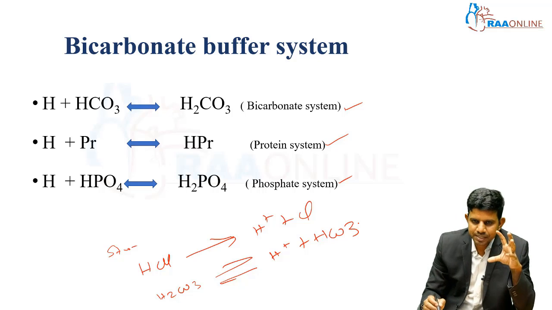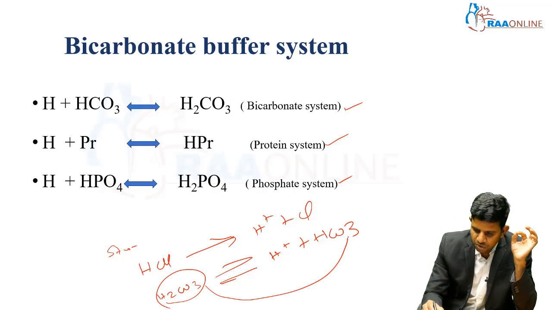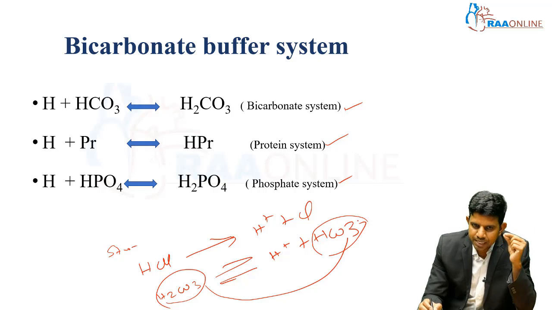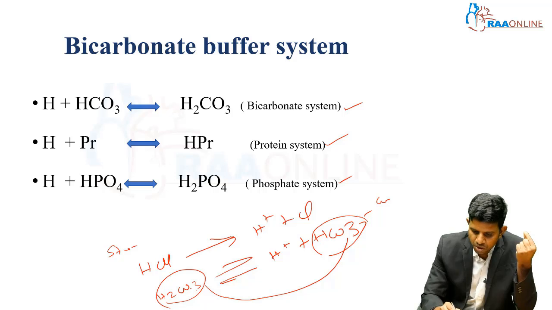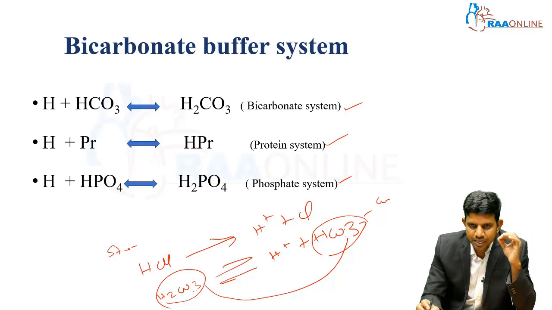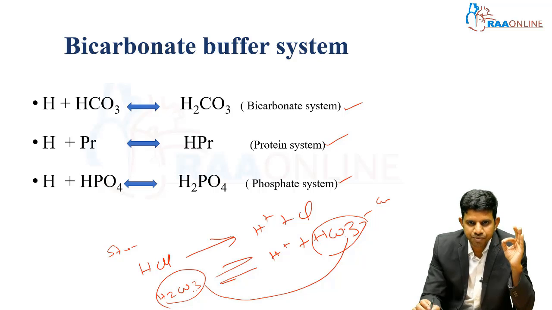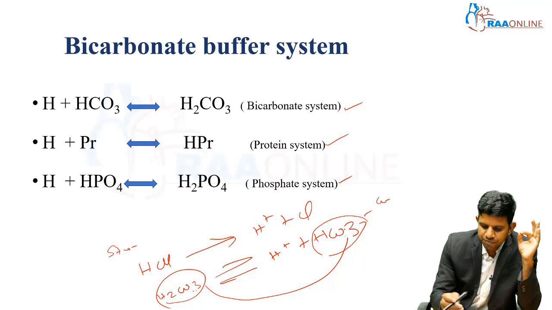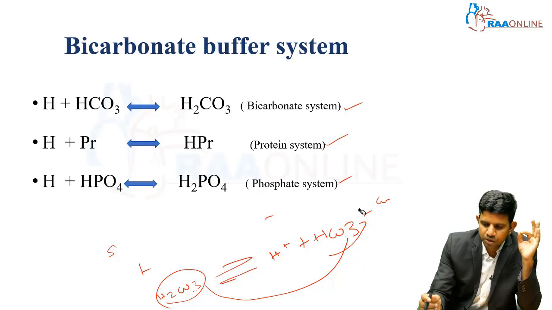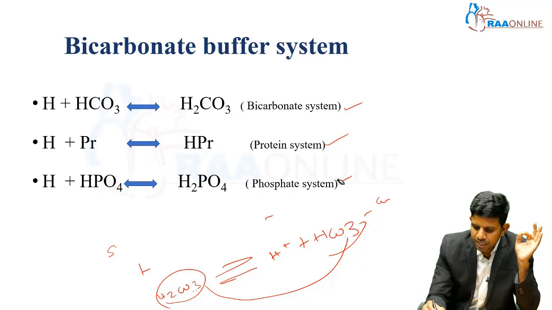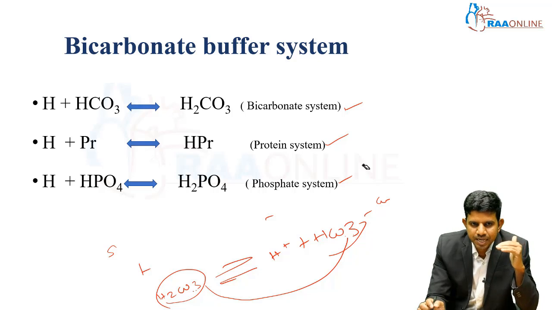A weak acid with its conjugate base means the weak acid with its hydrogen ion removed. Hydrogen ion removed weak acids are called conjugate bases. Here the weak acid dissociates to H plus and bicarbonate. The bicarbonate is the weak acid with the H plus ion removed, so it is called the conjugate base. This combination of weak acid plus conjugate base is called a buffer. There are three buffer systems: the bicarbonate buffer system, the protein buffer system, and the phosphate buffer system. Our physiological approach is based on the bicarbonate buffer system.